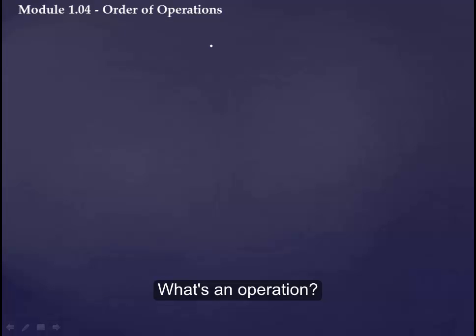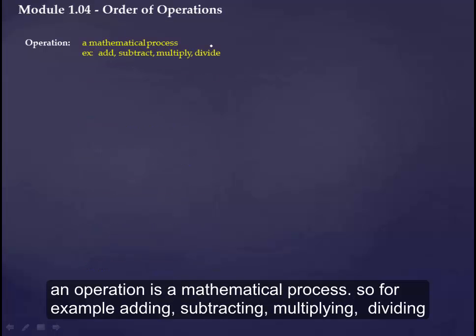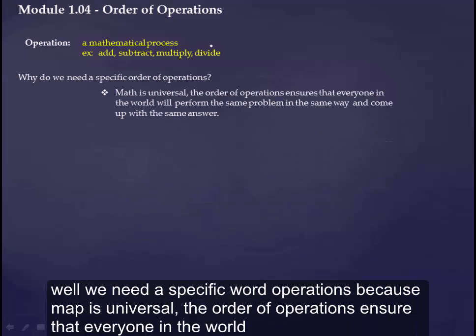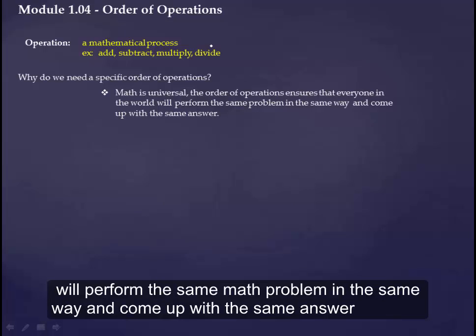Lesson 1.4, Order of Operations. What's an operation? An operation is a mathematical process. So, for example, adding, subtracting, multiplying, dividing. And why do we need a specific order of operations? Well, we need a specific order of operations because math is universal. The order of operations ensures that everyone in the world will perform the same math problem in the same way and come up with the same answer.